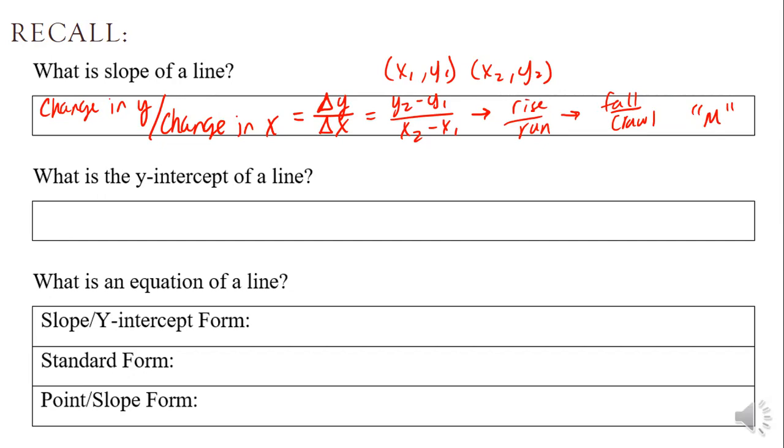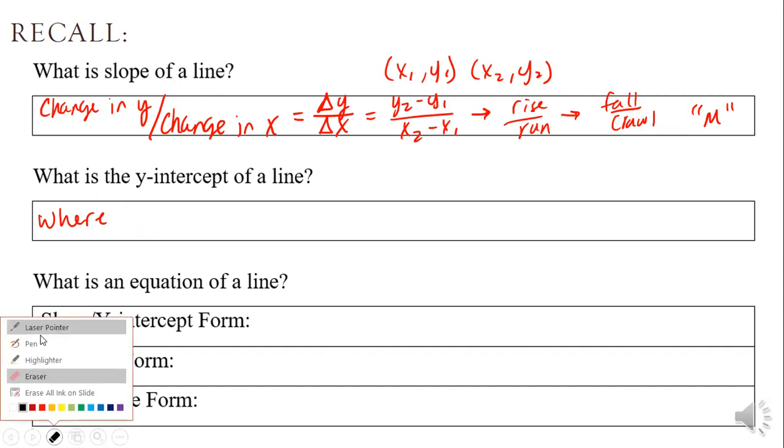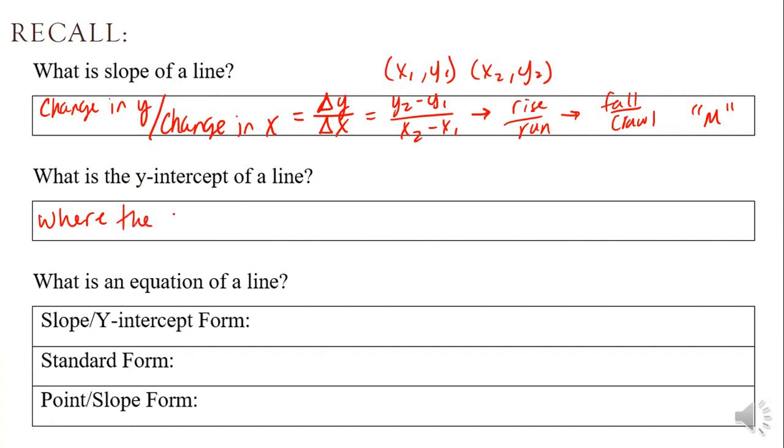All right, next, y-intercept. What is your y-intercept of a line? There we go. Where we cross the y-axis. I'm going to just write it. Maybe I should write the line. Where the line crosses the y-axis.